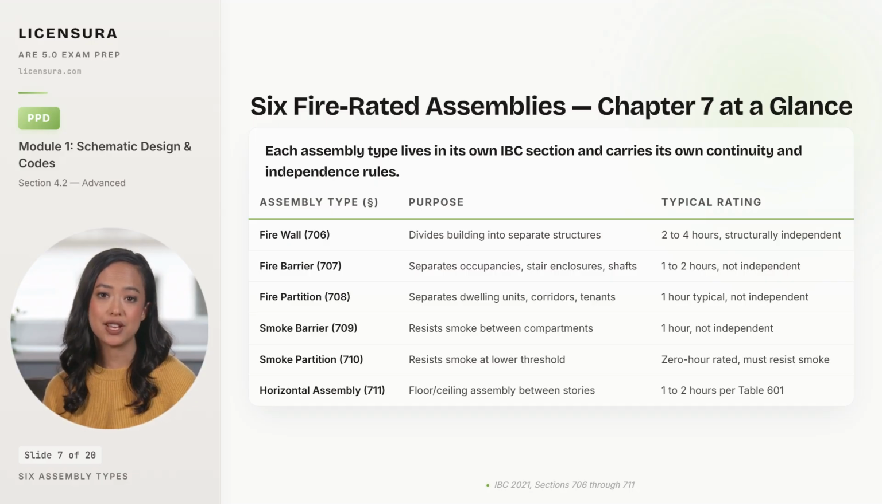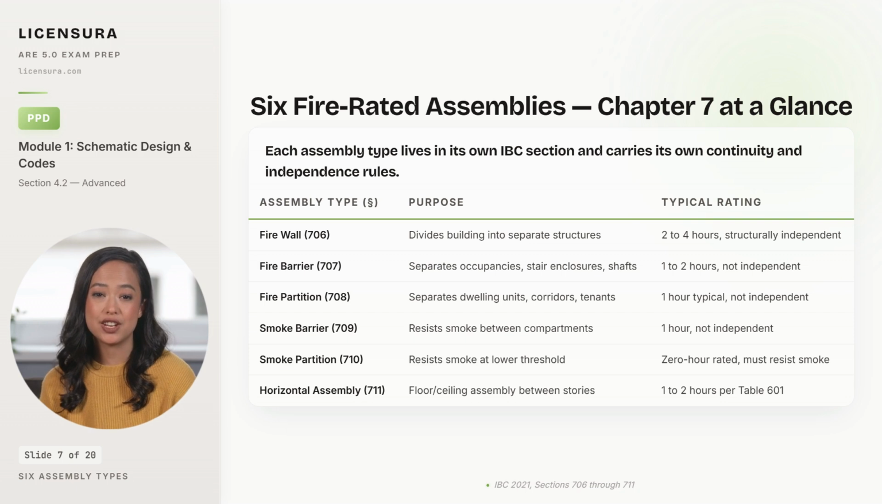Firewalls under Section 706 do the heaviest job. They divide a single building into 2 legally separate structures, run 2 to 4 hours, and must be structurally independent. Fire barriers under Section 707 do the workhorse separation duties, separating occupancies under the mixed occupancy rules, enclosing exit stairs, enclosing shafts, and run 1 to 2 hours without structural independence requirements. Fire partitions under Section 708 separate dwelling units, corridors, and tenant suites at 1 hour typical.